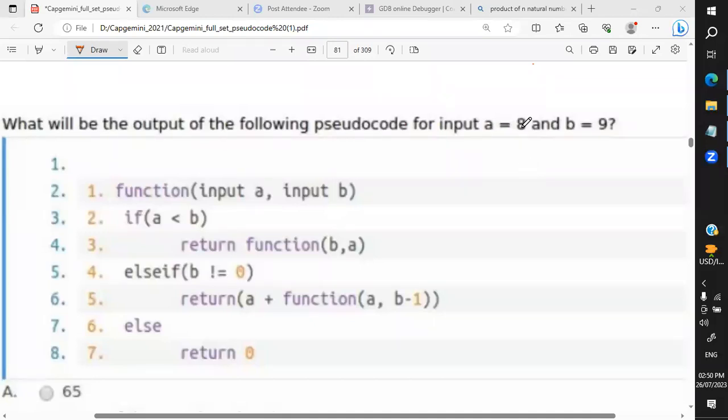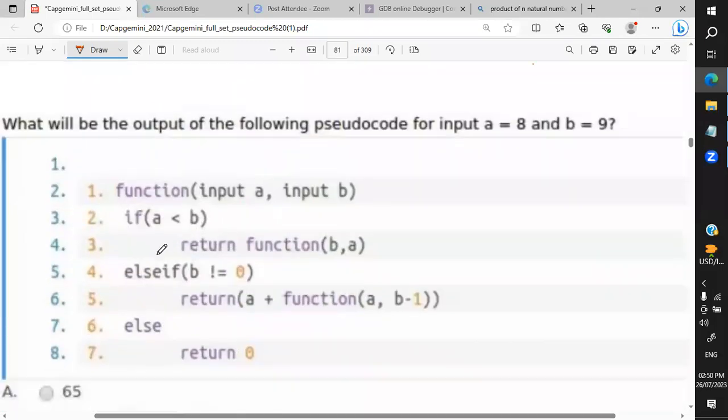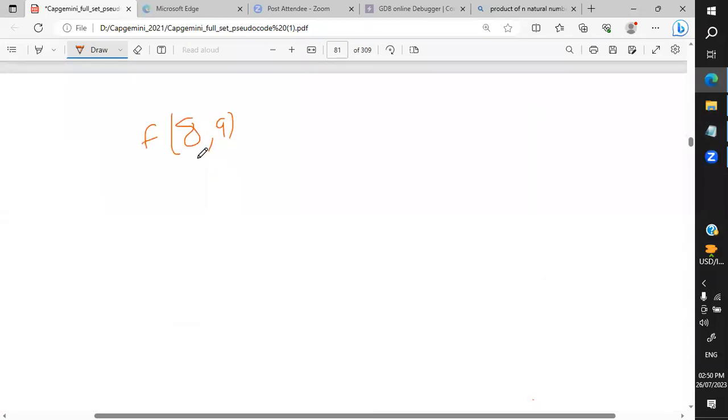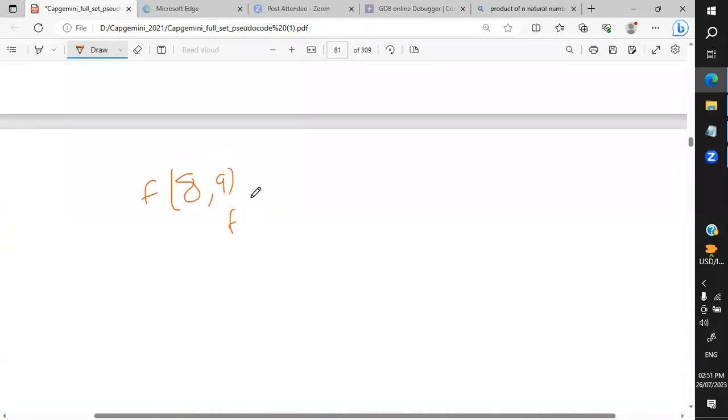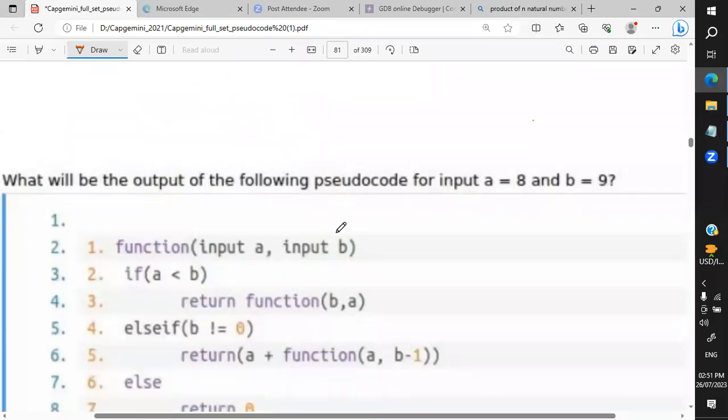If anyone didn't get it, just look at the screen and listen, everyone. 8 comma 9, 8 and 9 are the inputs. So first the function is called with 8, 9. Now inside that it will check a less than b, 8 less than 9. Is it true? Yes. As it is true, it will call the function return f of 9 comma 8. Am I right? It will call the function with 9 comma 8 because a is becoming b, b is becoming a, f of b comma a.